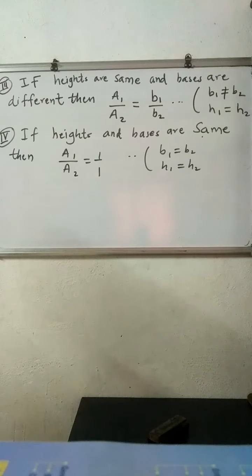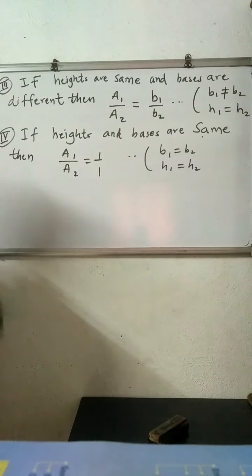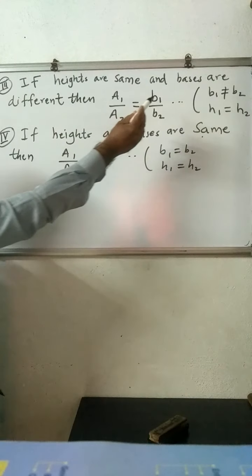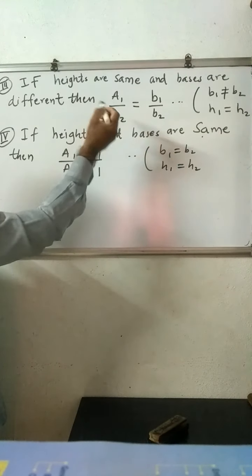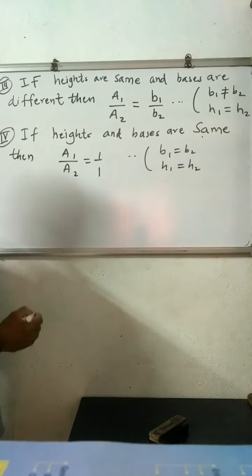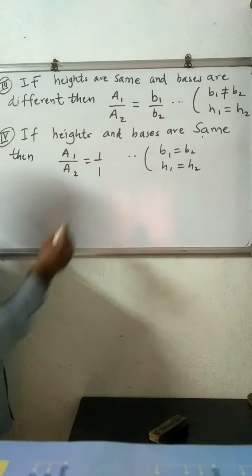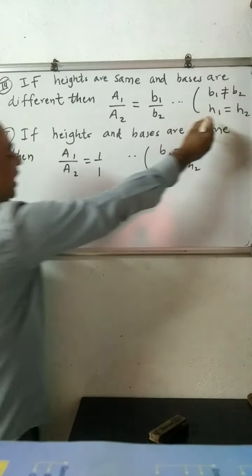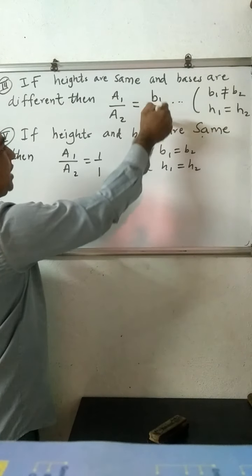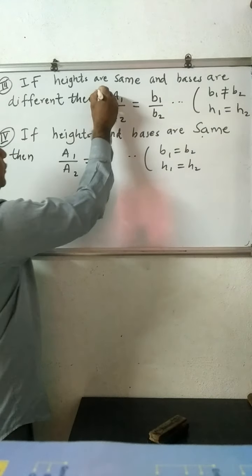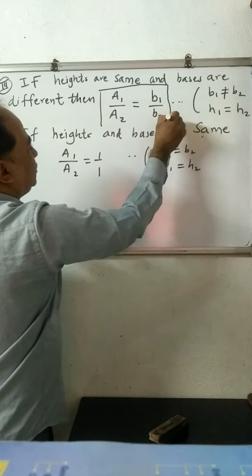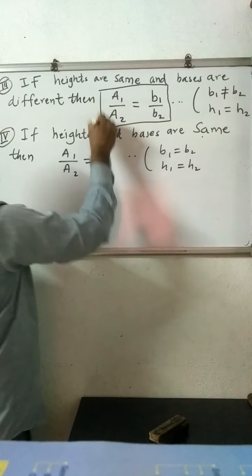Now third property: if heights are same and bases are different, then the ratio of area of two triangles is equal to the ratio of their corresponding bases. Their height is same and bases are different, so the ratio of area of two triangles is equal to the ratio of their corresponding bases.